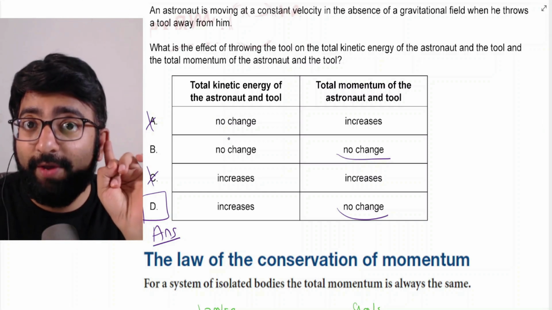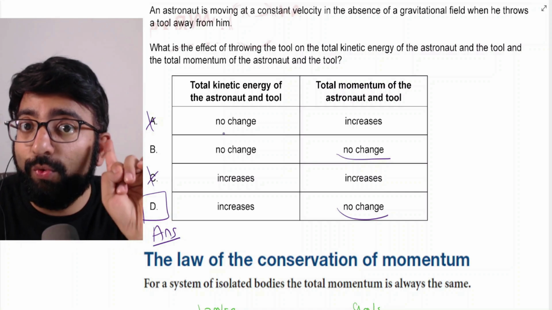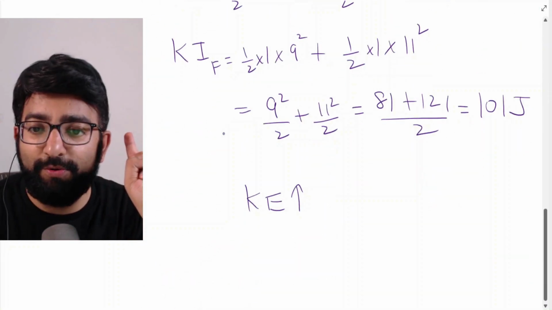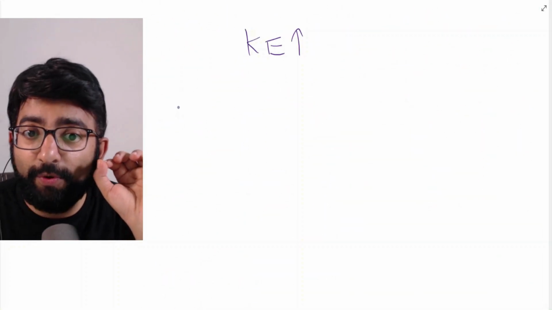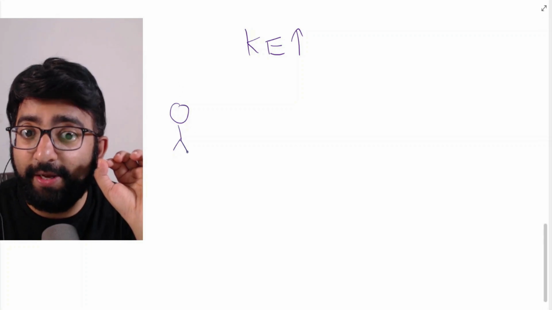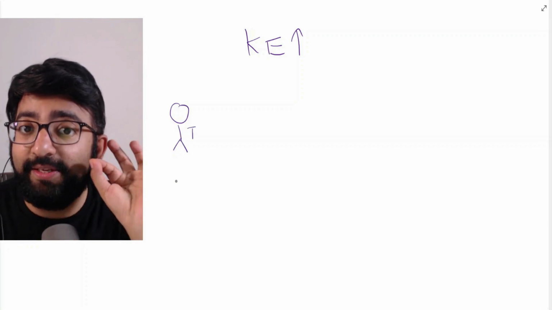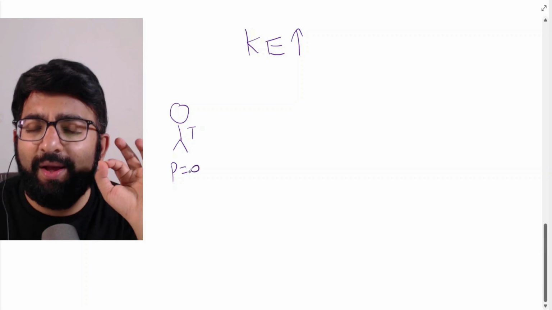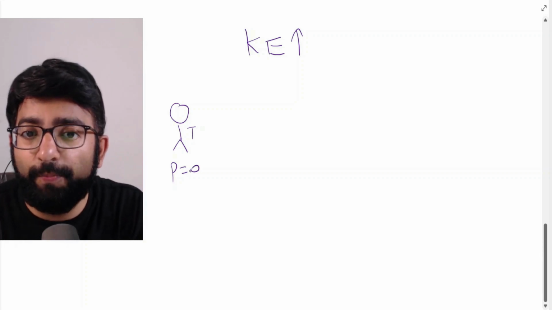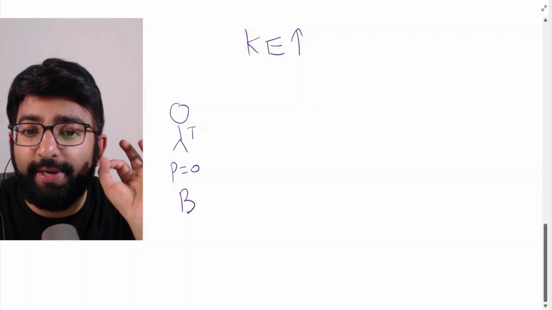How do we do that? We have an astronaut holding the tool at rest. So let's try to draw this. So this is an alternate approach which we are considering. So we have an astronaut plus the tool initially stationary. So momentum is zero. Afterwards, momentum, of course, should be zero. So this is the before case.